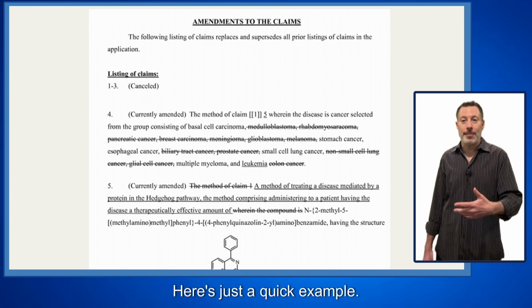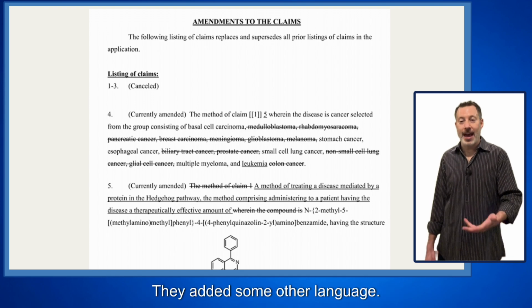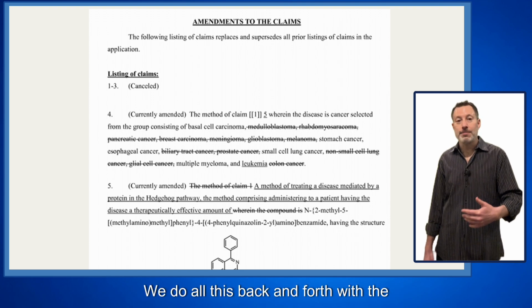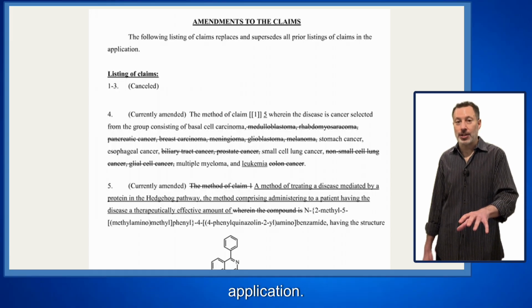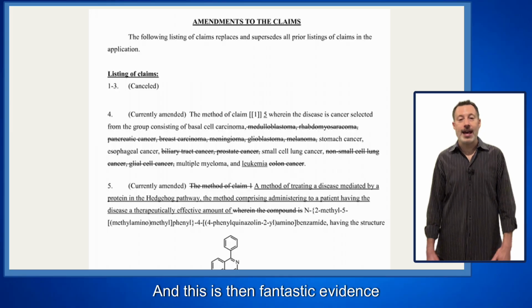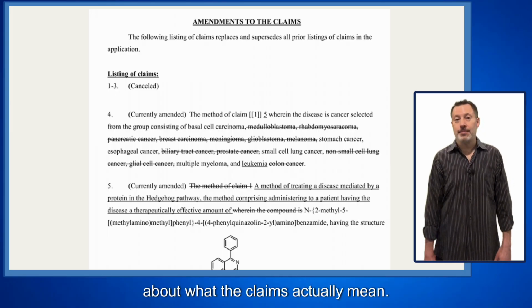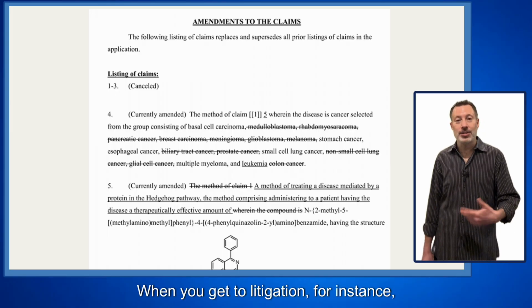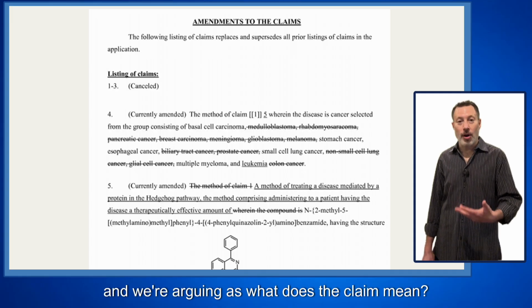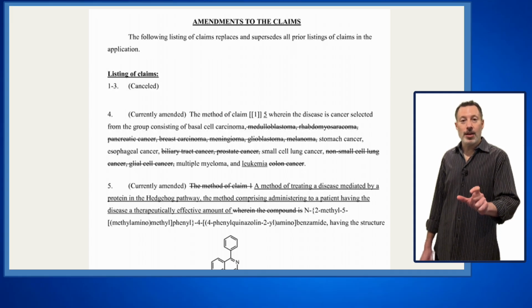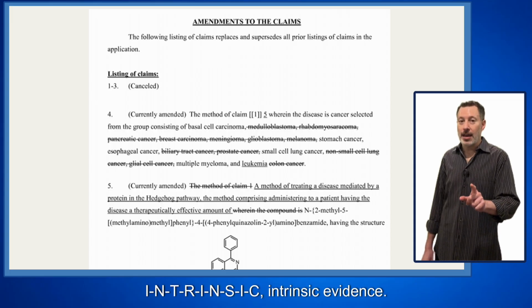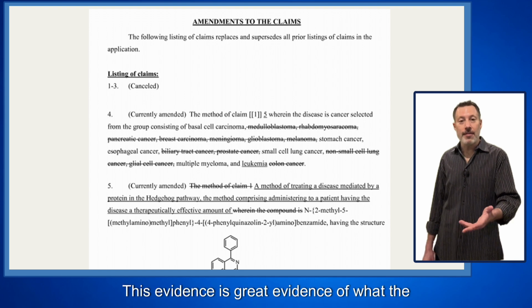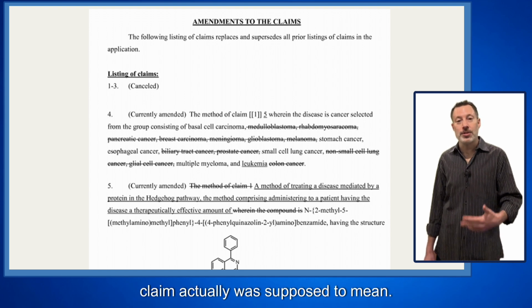Here's just a quick example. You can see they crossed some stuff off. They added some other language. We do all this back and forth with the government while we're sharpening the original application. And this is then fantastic evidence about what the claims actually mean. When you get to litigation, for instance, much later, and we're arguing as to what does the claim mean, this evidence, we call it intrinsic evidence, I-N-T-R-I-N-S-I-C, intrinsic evidence. This evidence is great evidence of what the claim actually was supposed to mean.